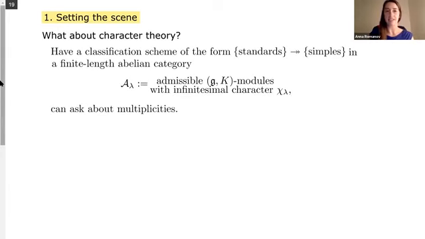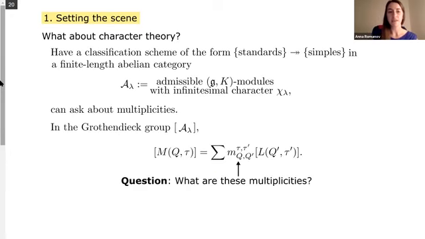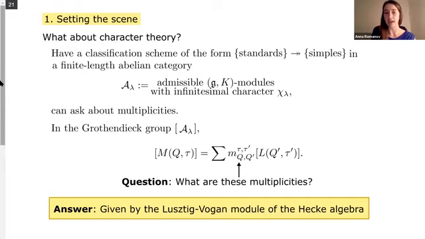So far, I've set some scene where I have a category that I care about, this category of admissible GK modules with some fixed infinitesimal character. And this is a finite length abelian category, and its simple objects are classified as quotients of certain standard objects. So in this setting, it's natural to ask about multiplicities. So in other words, in the Grothendieck group of this category, if I express the standard objects in terms of simple objects, what are these multiplicities? And the answer to this question is given by the Lusztig-Vogan module in the title of my talk. So now I'll tell you what this is.